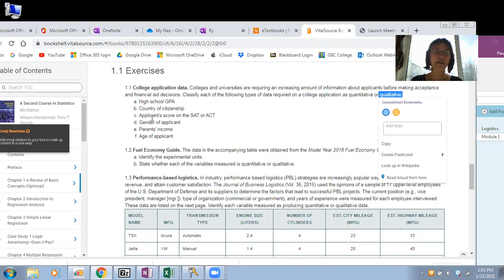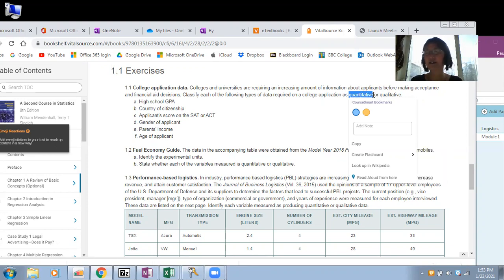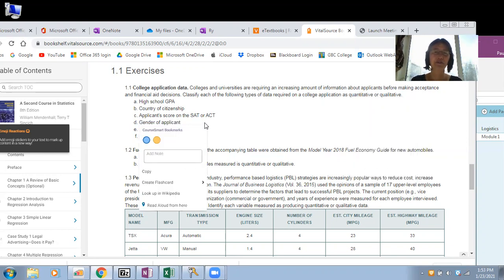C, applicant score on the SAT or ACT. So this is the marks, maybe 78, 65, etc. So it is a numeric value, quantitative data. D, gender of applicant. It is maybe male, female, LGBTQ, etc. So it is a category of people's gender. It is qualitative data.